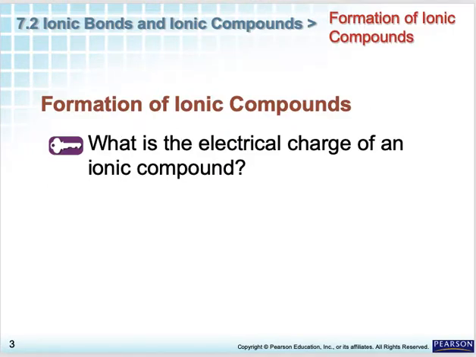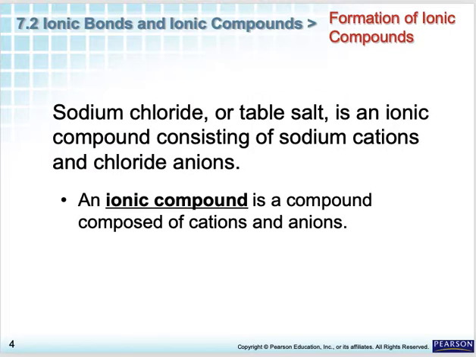So, formation of ionic compounds. How do we make a compound, and what is the electrical charge of that compound? When we make sodium chloride, which is table salt, it is an ionic compound that has sodium cations and chloride anions. And since sodium has a +1 charge and chloride has a -1 charge, it comes out to a 0 charge overall. So an ionic compound is a compound composed of cations and anions.